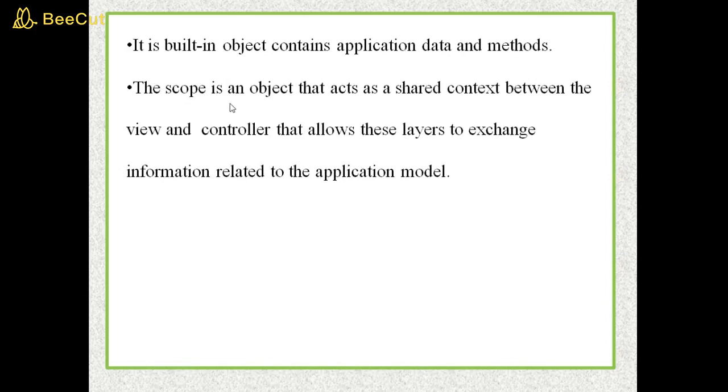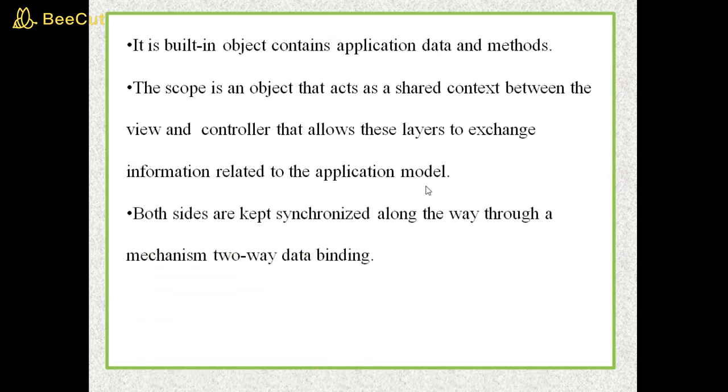Hello everyone. Today in this session I am going to explain scope hierarchy. It is a built-in object that contains application data and methods. The scope is an object that acts as a shared context between the view and controller that allows these layers to exchange information related to the application model. Both sides are kept synchronized along the way through a mechanism called two-way data binding.